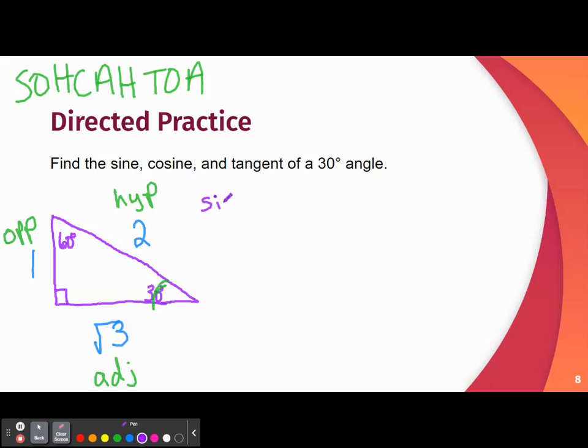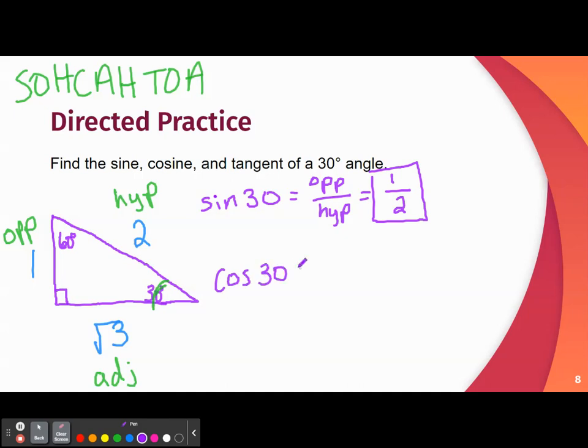All right, Colton, for sine of 30, make sure you put sine of 30. What's the formula for sine again? Opposite over hypotenuse. All right, so what would that look like if I plugged in the numbers, Colton? 1 over 2. Kyle, can I reduce this? No. Nope, that's my answer. And it doesn't say anything about putting it as a decimal, so I would just leave it as 1 over 2. All right, now let's do cosine of 30.